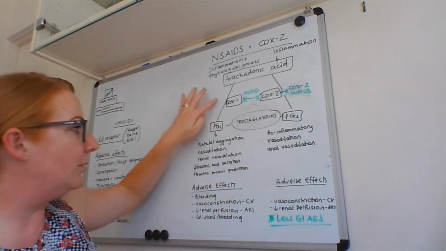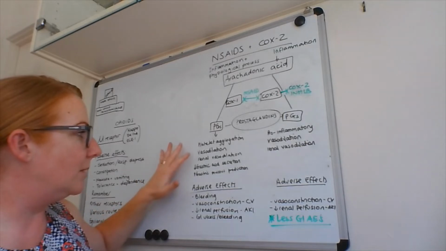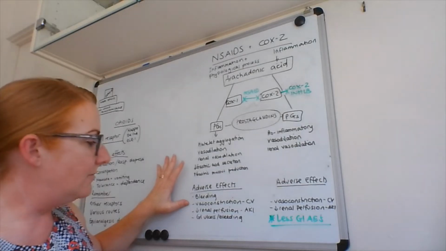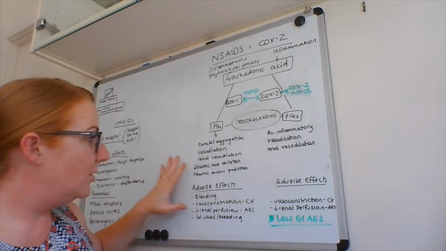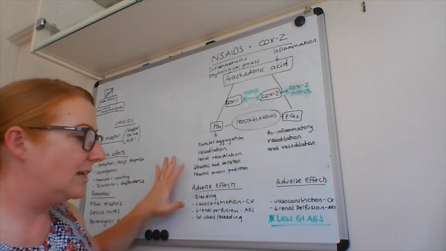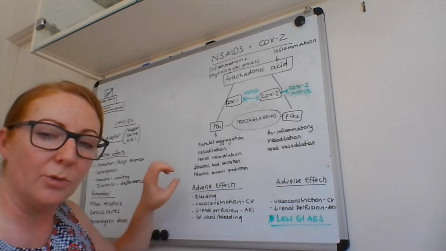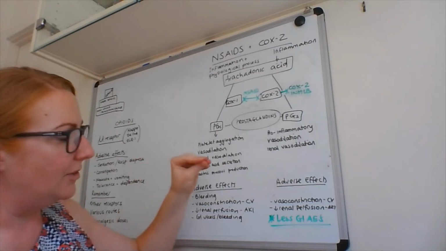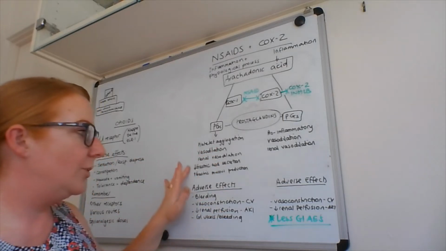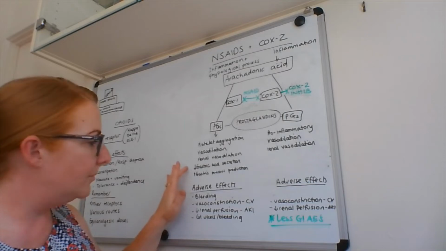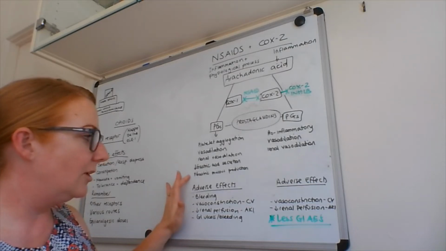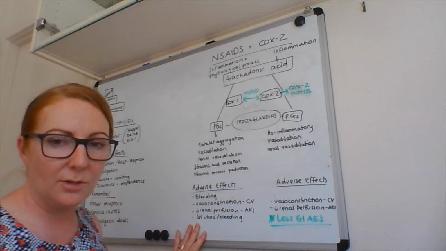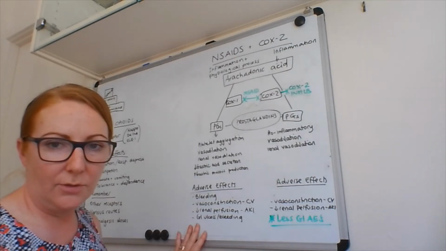Because we will be blocking platelet aggregation, we're more likely to get bleeding. Because we'll be blocking vasodilation, we're more likely to get vasoconstriction, and in fact also fluid and sodium retention. Because we are blocking renal artery vasodilation, we'll get reduced renal perfusion because we'll be constricting the blood vessel that goes into the kidney and reducing the amount of blood that can get to the kidneys. And because we are blocking the reduction in gastric acid and the increase in gastric mucus, we are getting increased risk of gastrointestinal bleeding and gastrointestinal ulcers.